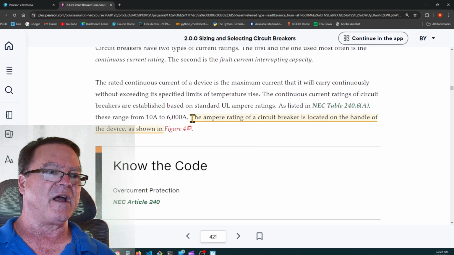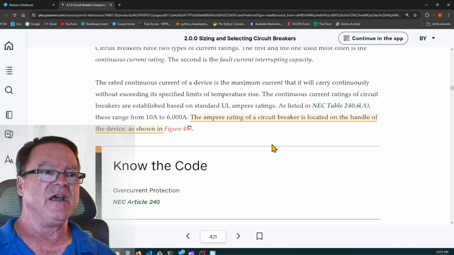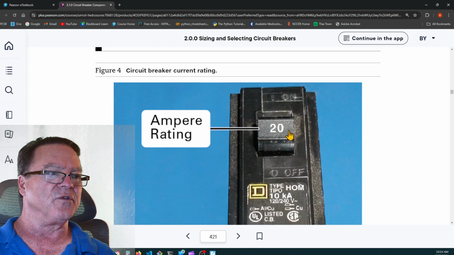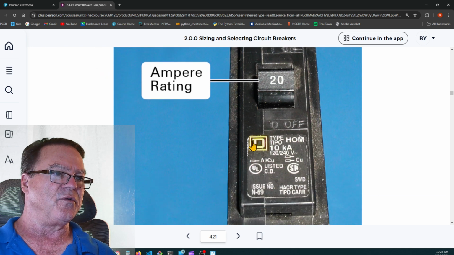Current rating, here's a highlight. It says the ampere rating of a circuit breaker is located on the handle of the device, as shown in figure 4. So look at the handle. It'll have the ampere rating on the handle of the device. So this is a Square D type.